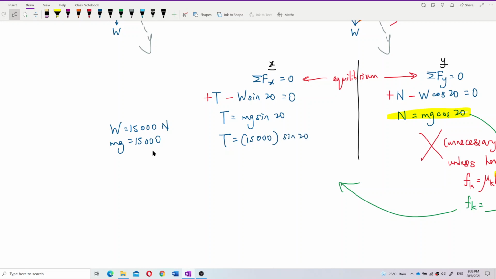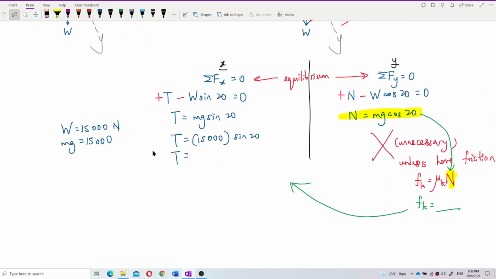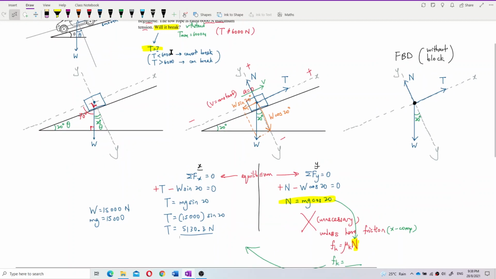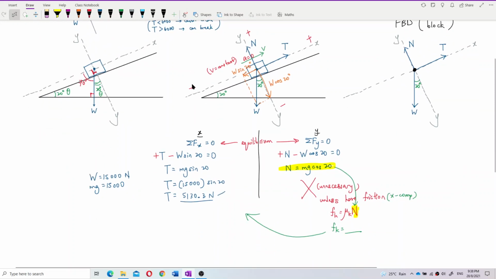Sine 20. So what's the answer for the tension? Sine 20, so that's 5130.3 Newton. Oh, okay, so it is less than 6,000. So we got the tension less than the maximum tension, which is 6,000 Newton.